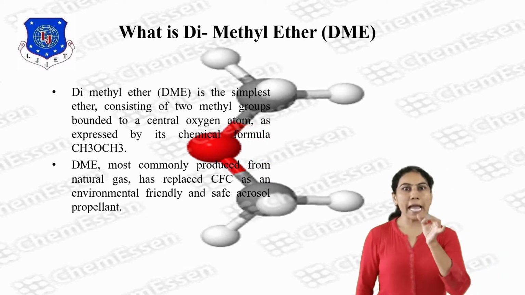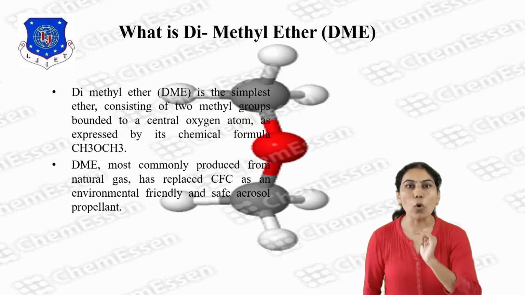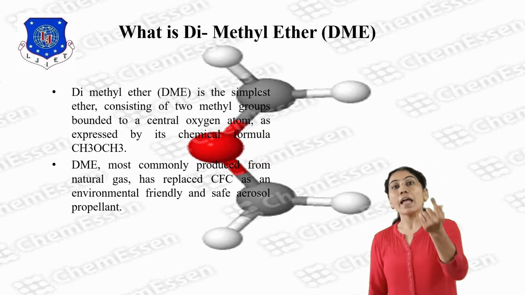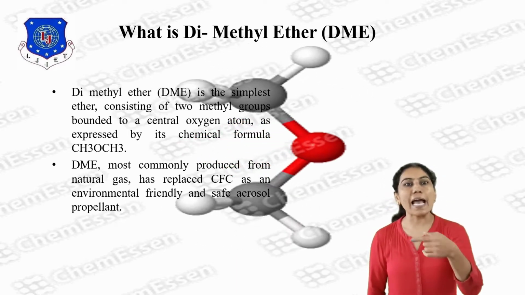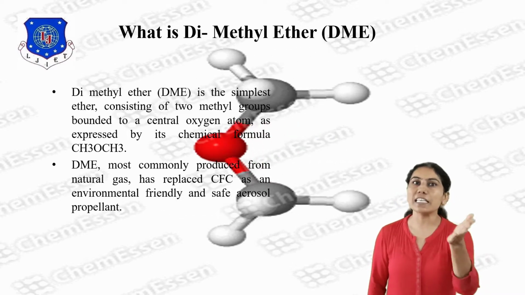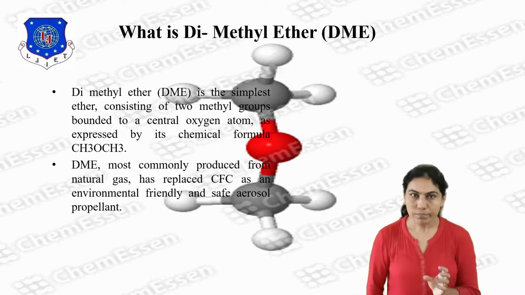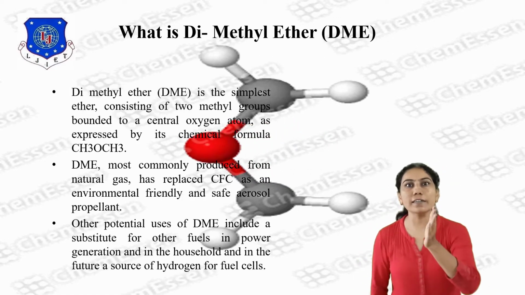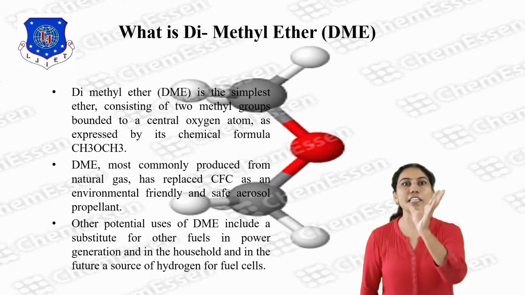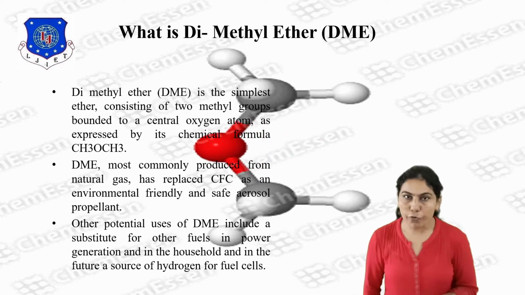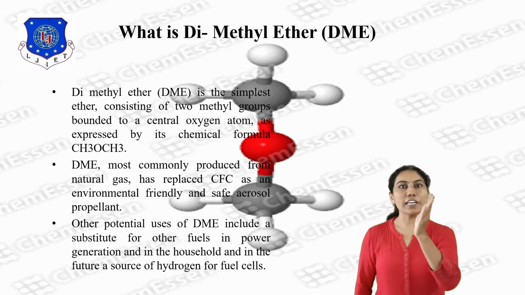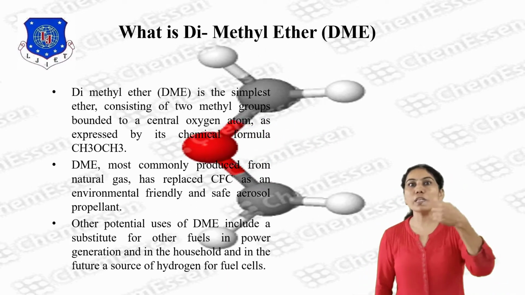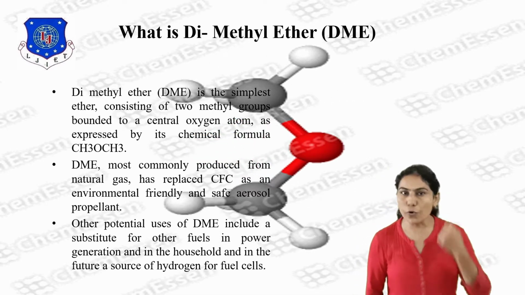The second point is DME is most commonly produced from natural gas, in place of CFC, chlorofluorocarbon, as an environmentally friendly and safe aerosol propellant. The third point is other potential uses of dimethyl ether, including as a substitute for other fuels in power generation and household use, and in the future as a source of hydrogen for fuel cells.